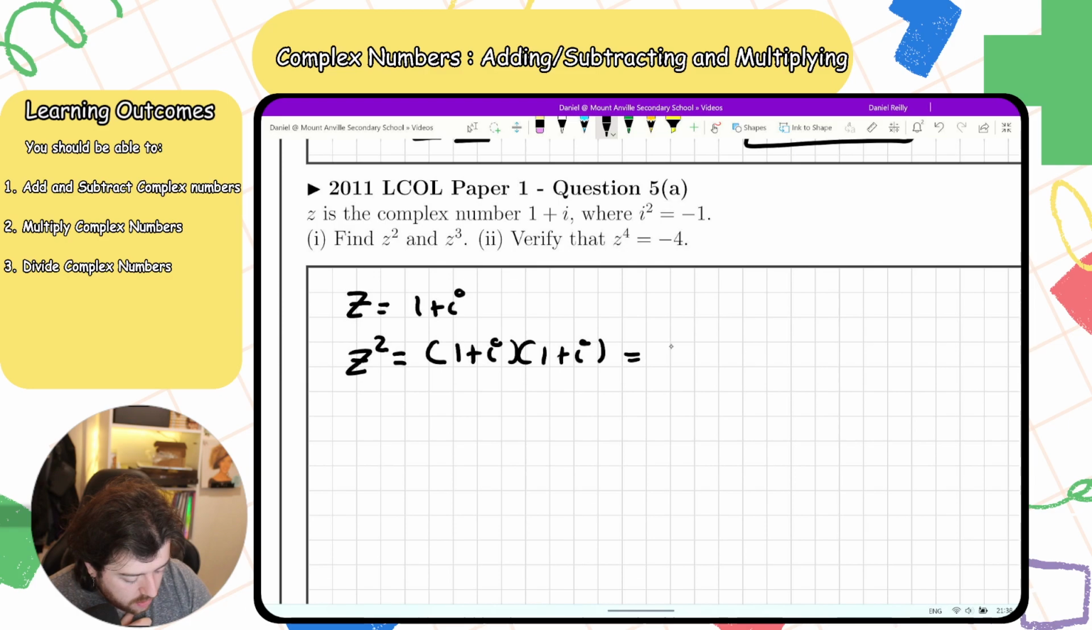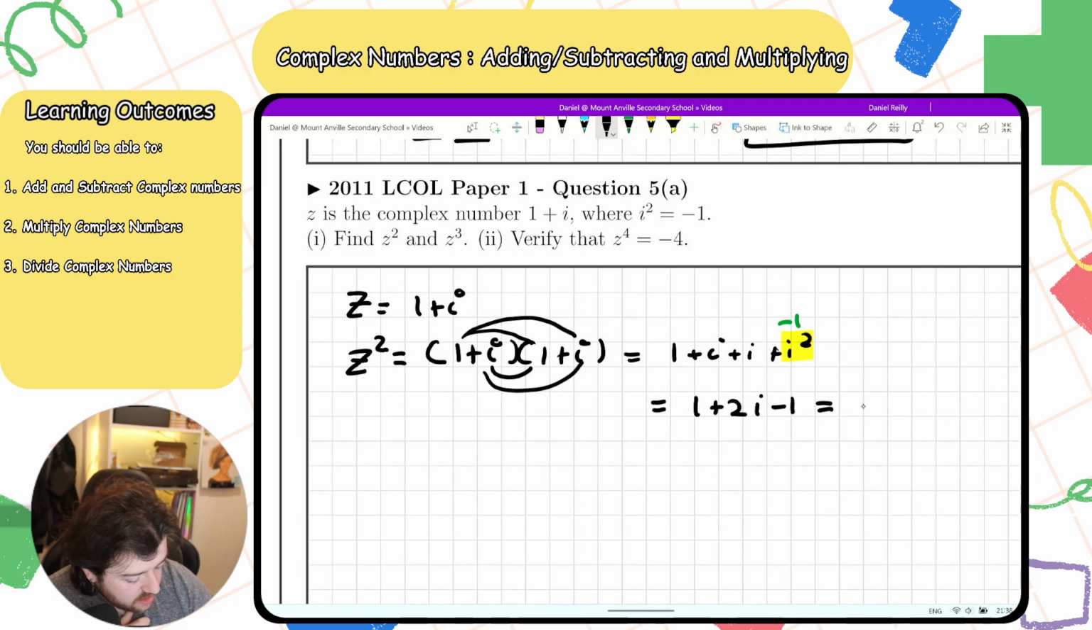1 times 1 is 1. 1 times i is i. i times 1 is i. i times i is i squared. And I have an i squared, so that's going to go to minus 1. So I'm going to have here 1 plus 2i minus 1. And that's just going to give me 2i. There you go. So z squared equals 2i.